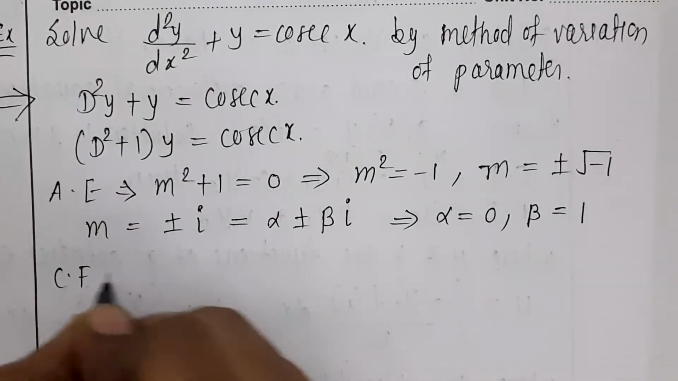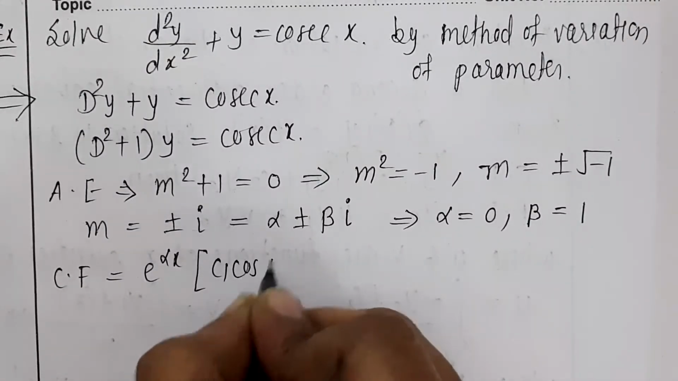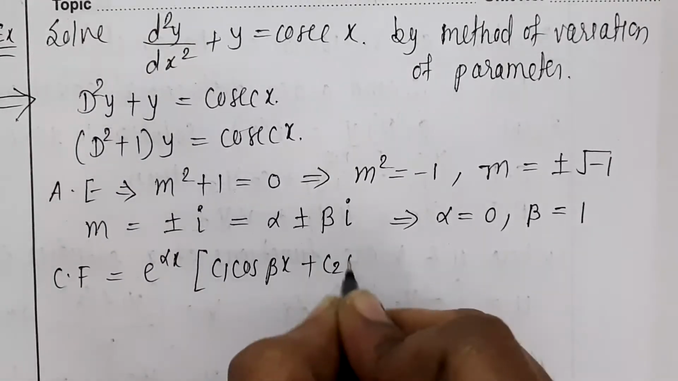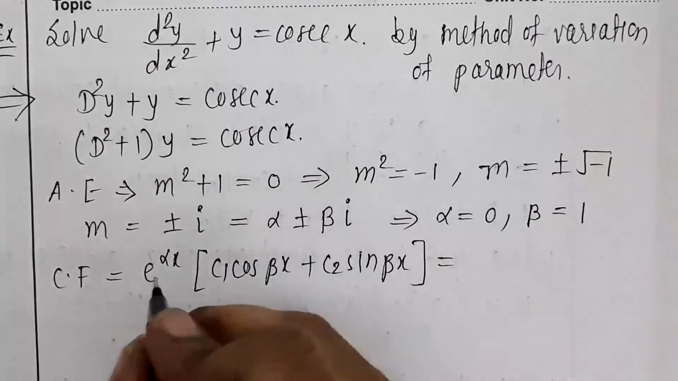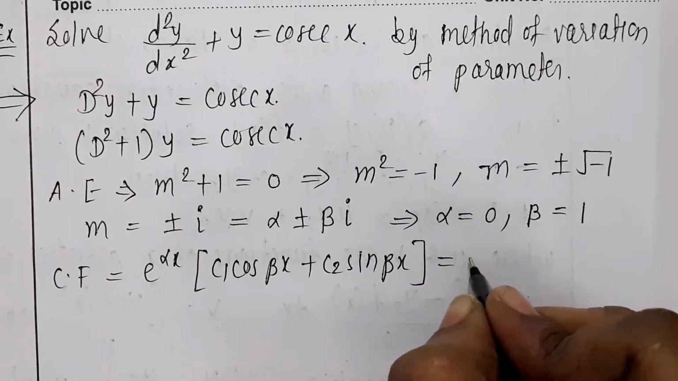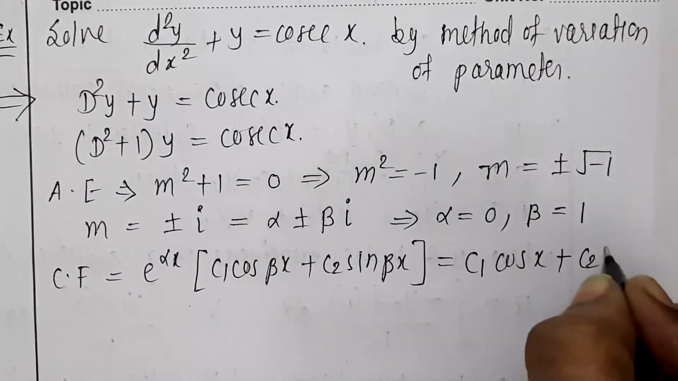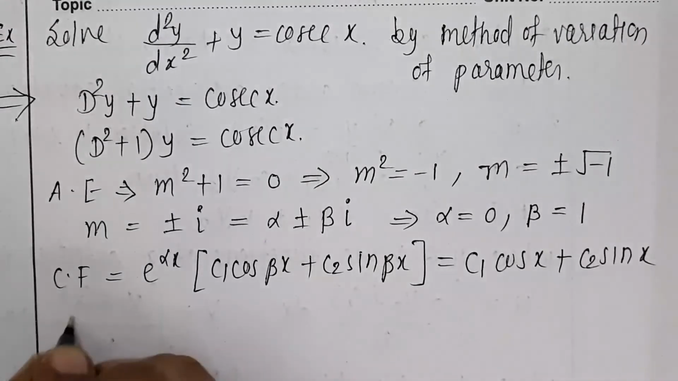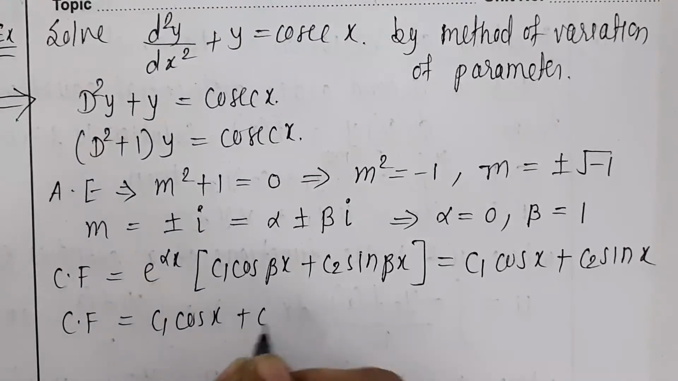CF can be written as e to the power alpha x in bracket C1 cos of beta x plus C2 sin beta x. So alpha value is 0. Put here e to the power 0 x is 1. C1 cos of beta, beta is 1, so cos x plus C2 sin x. So CF we get is equal to C1 cos x plus C2 sin x.